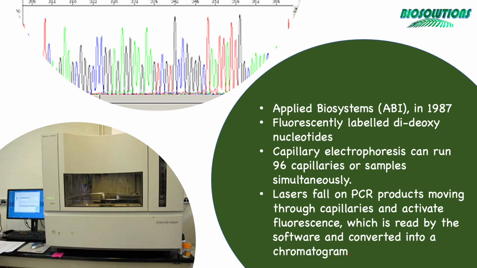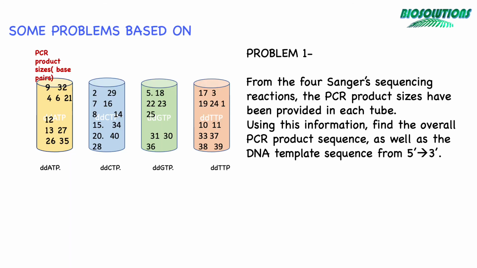Instead of a large urea gel, we use capillaries filled with polyacrylamide. We can use 96 capillaries simultaneously. So we can process 96 samples in one run. When PCR products move through these capillaries, lasers fall on them and activate the fluorescent labels, which are then detected and converted into a chromatogram. So friends, we learned some basics about Sanger sequencing.